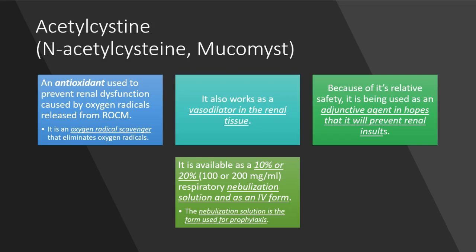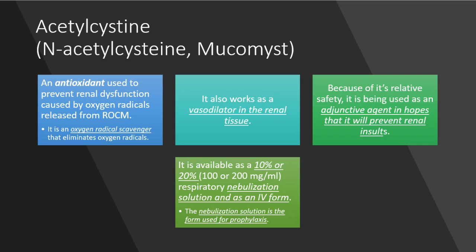Okay, so if we look here, acetylcysteine is an antioxidant used to prevent renal dysfunction caused by oxygen radicals released from the contrast. It is an oxygen radical scavenger that eliminates oxygen radicals. It also works as a vasodilator in the renal tissue. Because of its relative safety, it is being used as an adjunct agent in hopes that it will prevent renal insults. So we're using it.